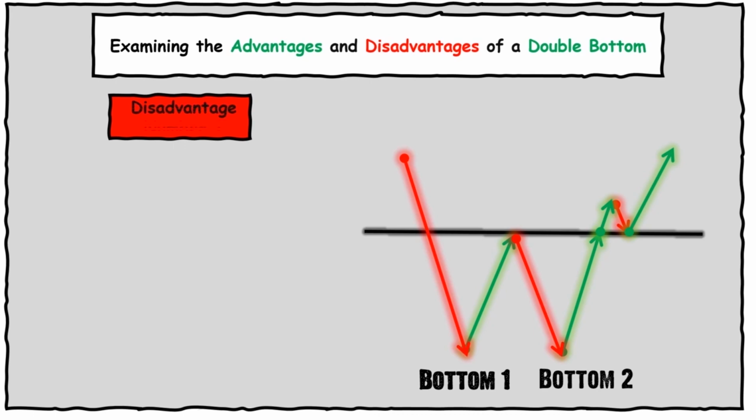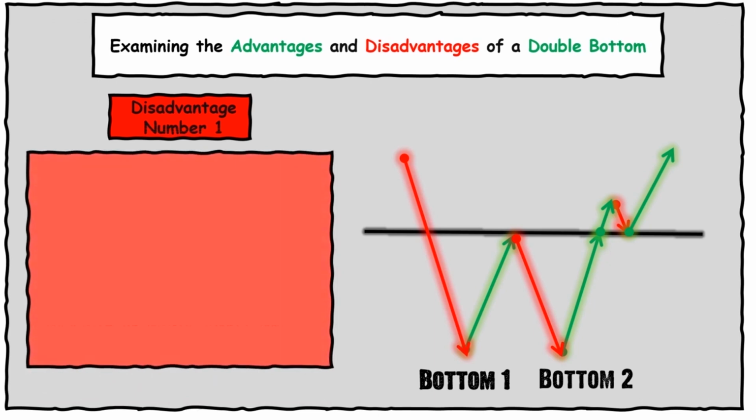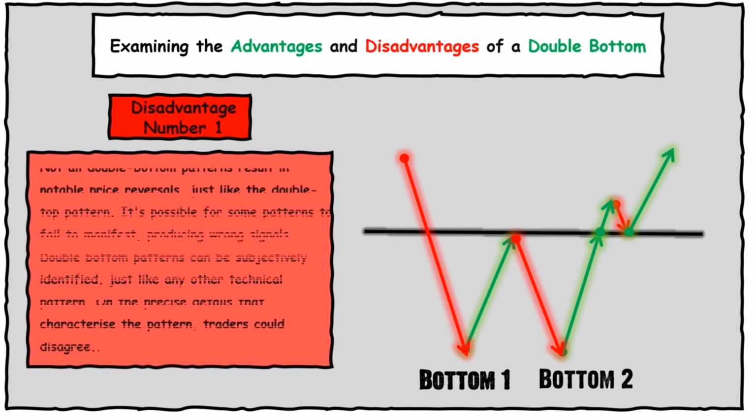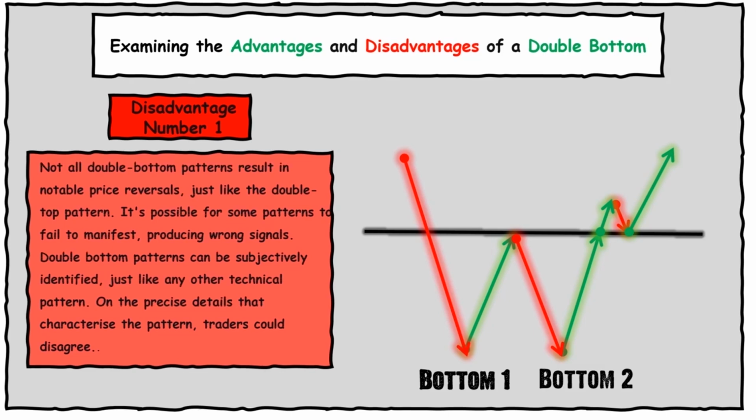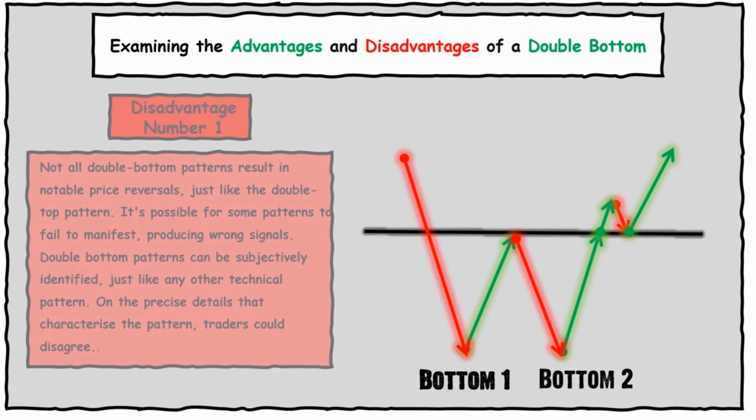Disadvantage number 1. Not all double bottom patterns result in notable price reversals, just like the double top pattern. It's possible for some patterns to fail to manifest, producing wrong signals. Double bottom patterns can be subjectively identified, just like any other technical pattern. On the precise details that characterize the pattern, traders could disagree.